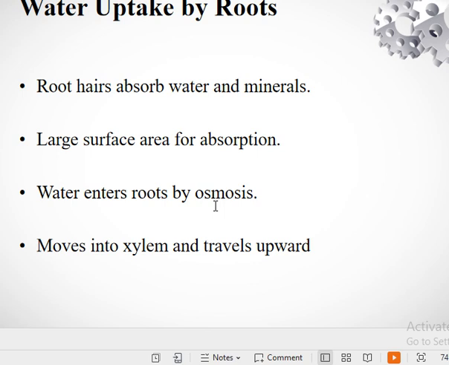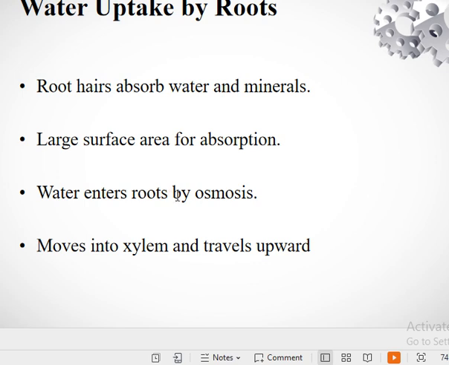Root hairs have a thin and permeable cell wall. Root hairs also have a semi-permeable membrane. A semi-permeable membrane is a membrane which lets some molecules through but not others. Osmosis takes place through a semi-permeable membrane.